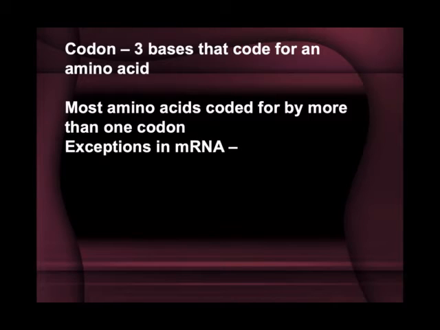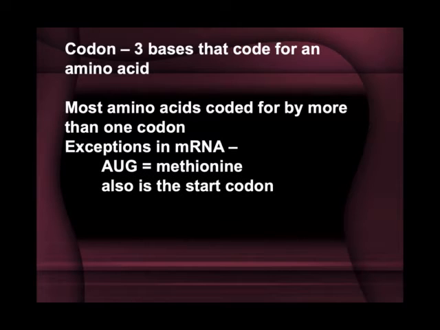There are some exceptions in mRNA, some special codons. The AUG codon codes for an amino acid called methionine. Methionine is the very first amino acid in all proteins. Sometimes the methionine gets snipped off in post-production, but sometimes it stays there. So AUG, besides coding for methionine, is also the start codon. This is the signal that says, hey, it's time to start coding here. This is the very first one.